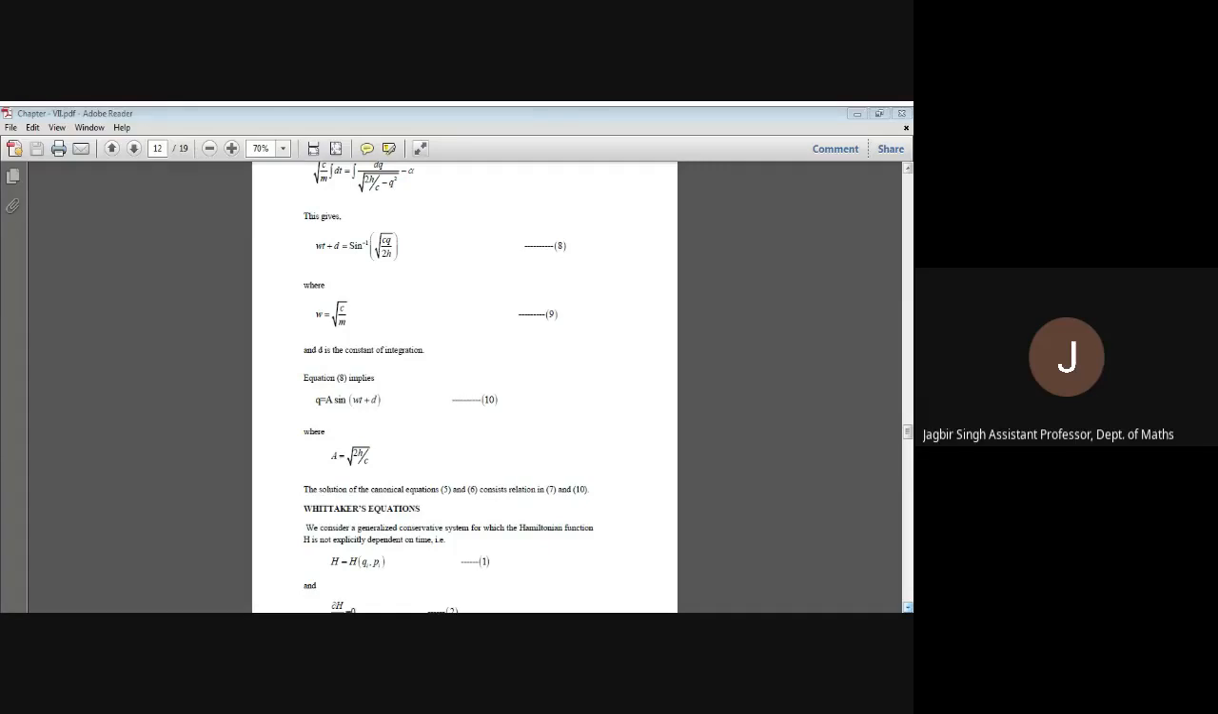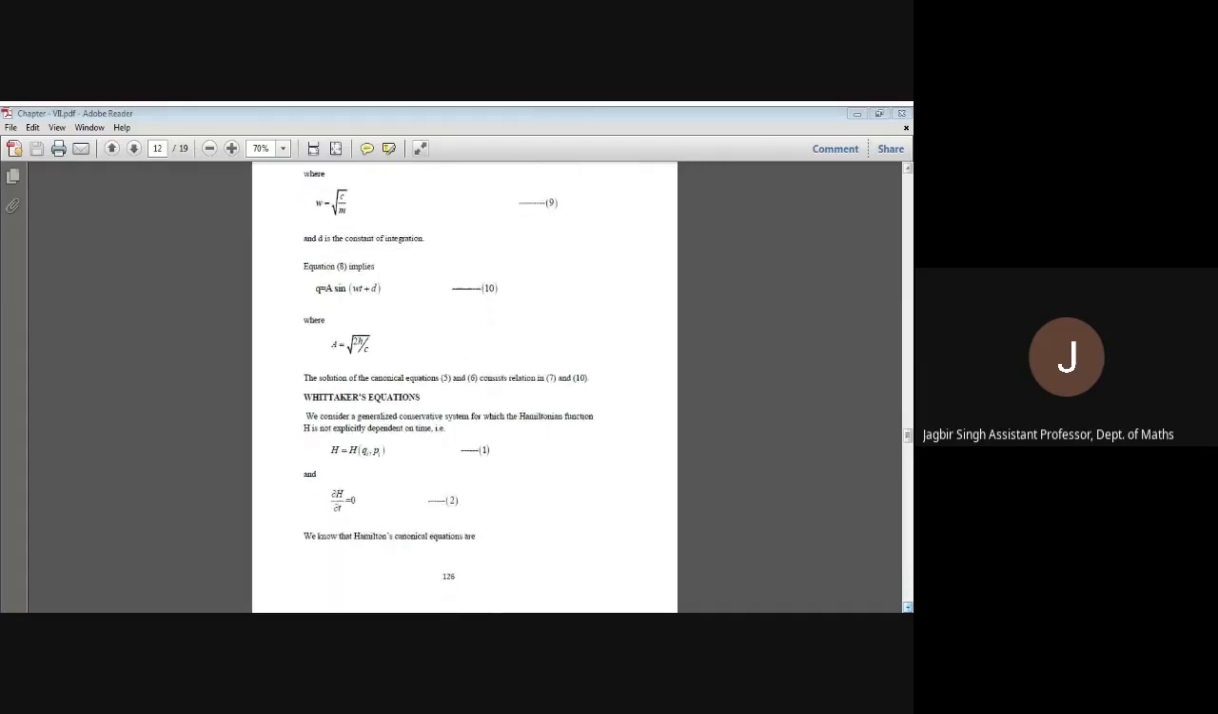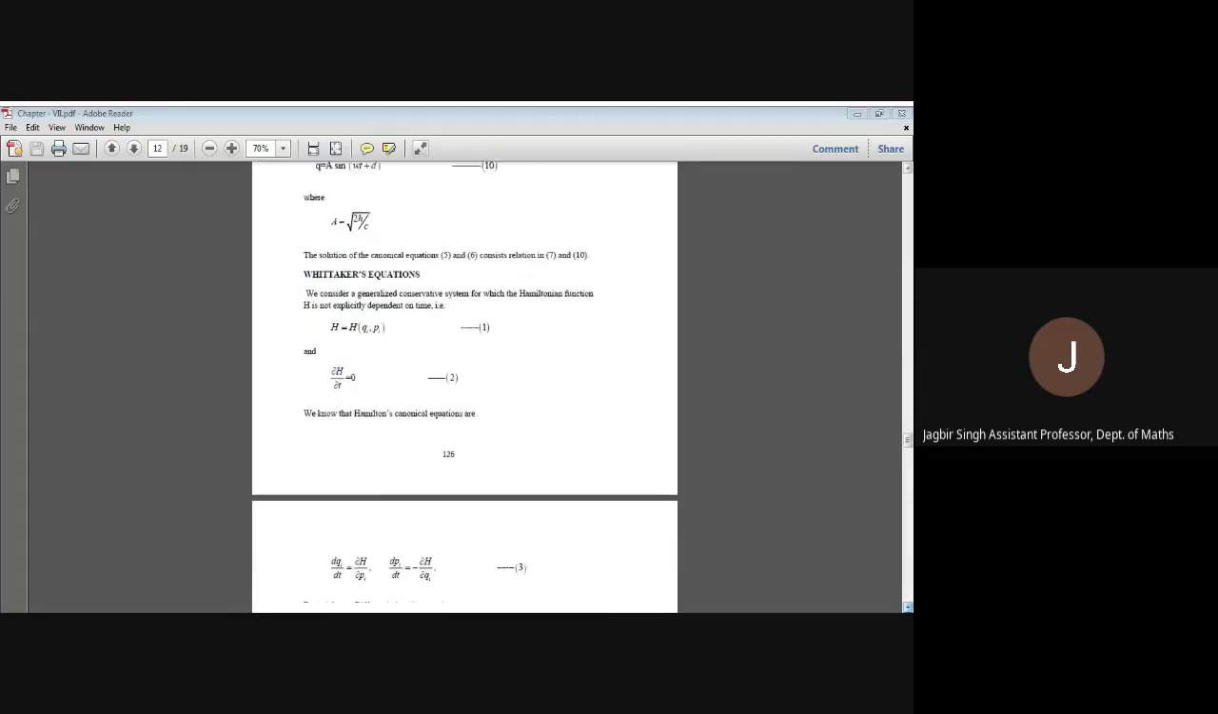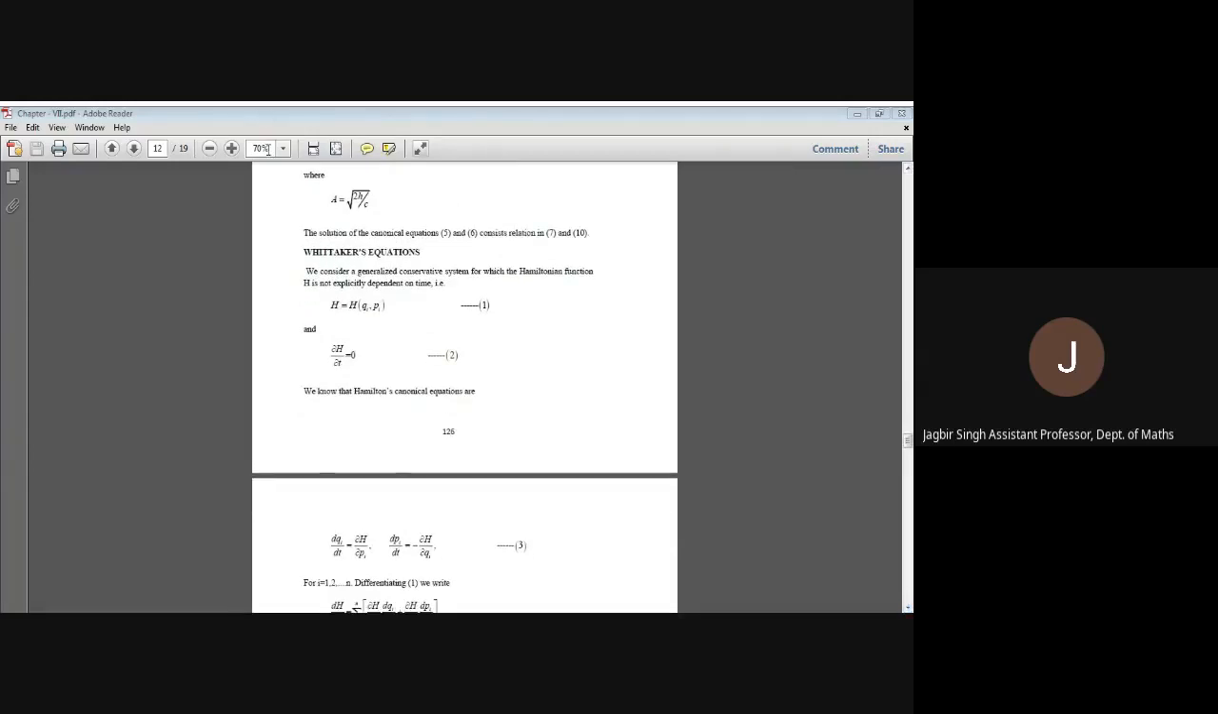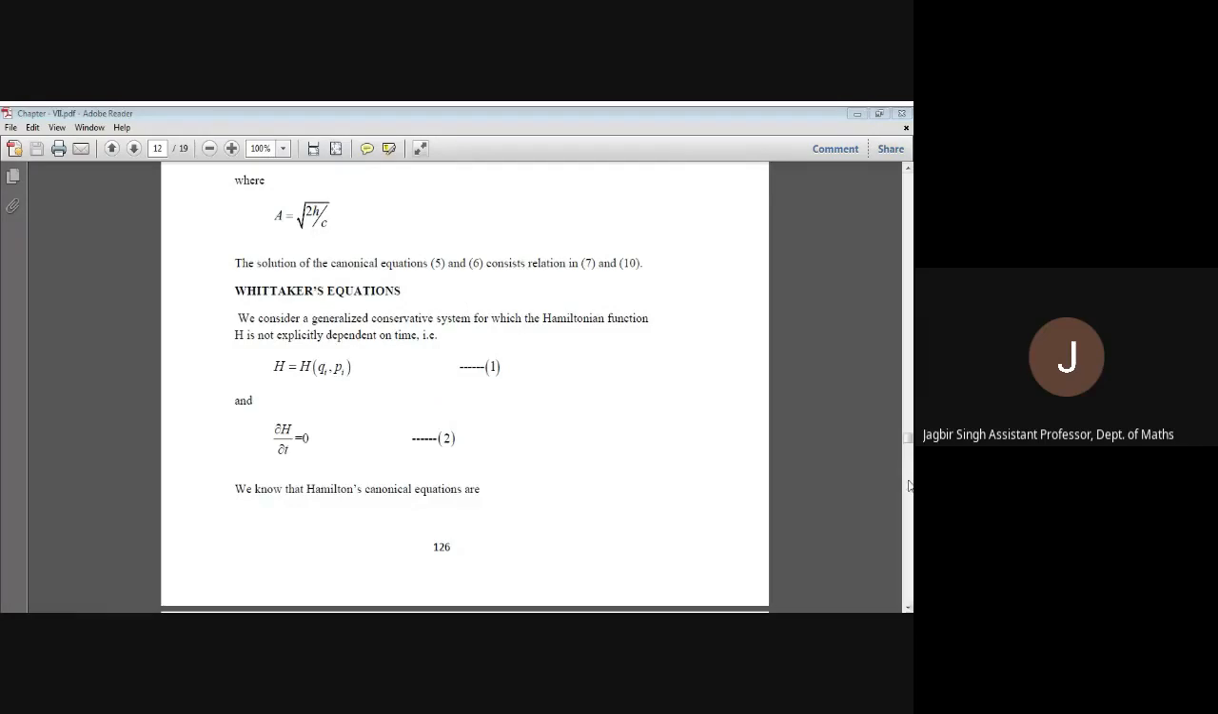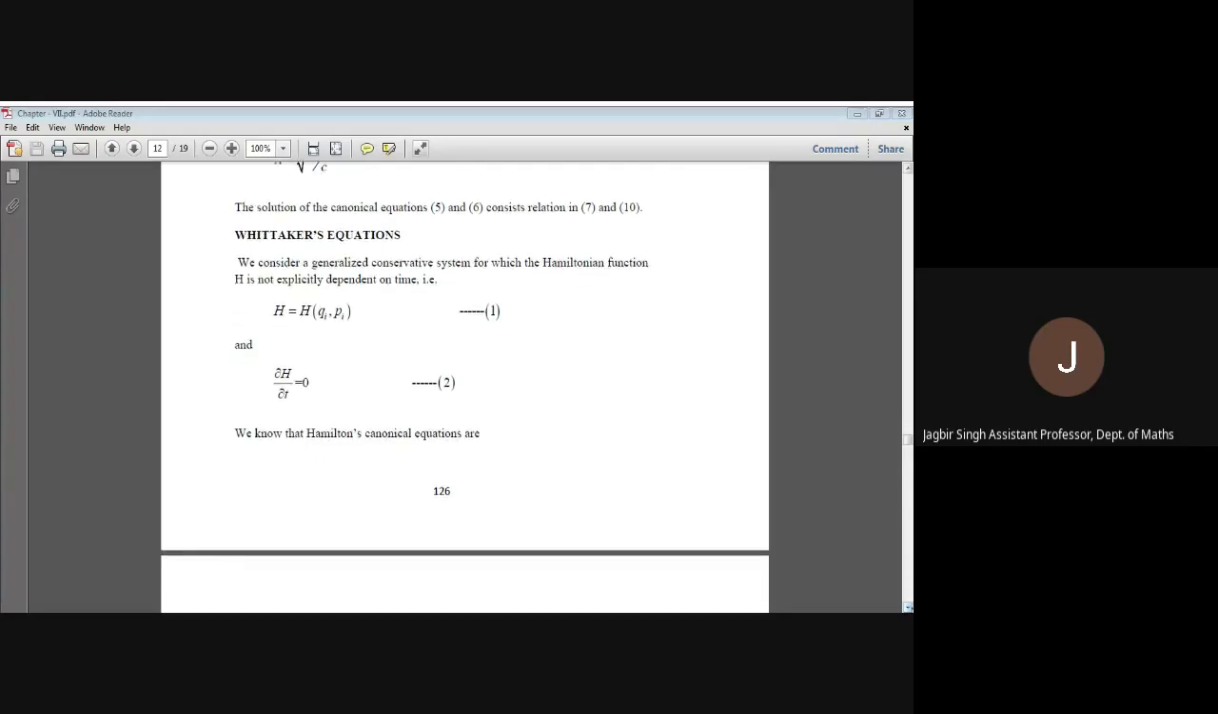Now let's try the Whittaker equations. To obtain the Whittaker equations, consider a generalized conservative system for which the Hamiltonian is not explicitly dependent on time. It means h is a function of qi and pi only, or we can say curly h by curly t is 0.